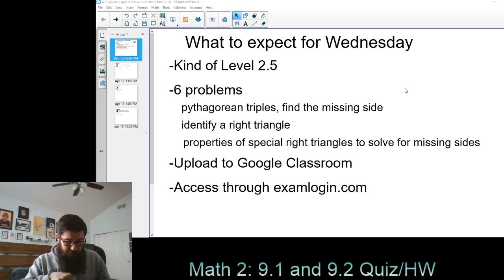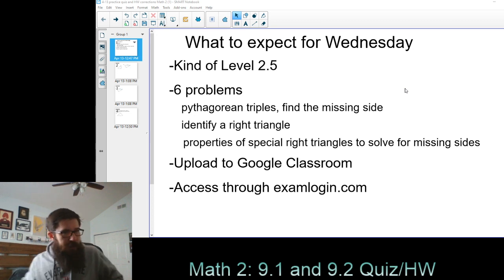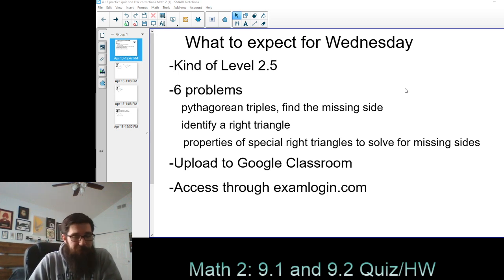Going to talk about what the plan for the quiz on Wednesday is going to look like. So, got a bunch of stuff in here. What I mean by level 2.5 is we're not going super in depth. You're combining a lot of level 2 skills to make a level 3, and there's not really anything in context. But you do have to show a little bit more work, which is why it's a little more than a level 2.